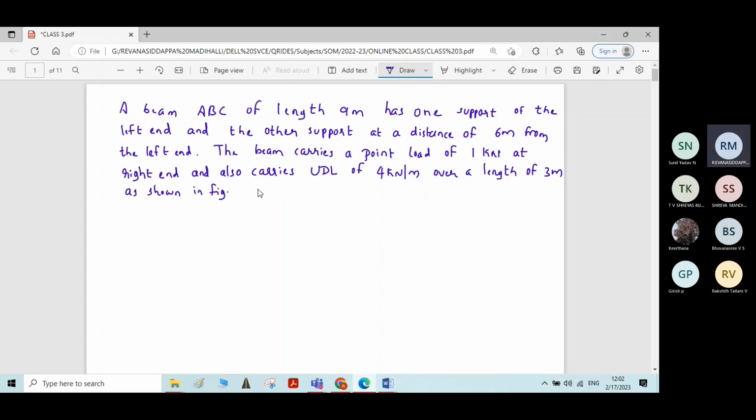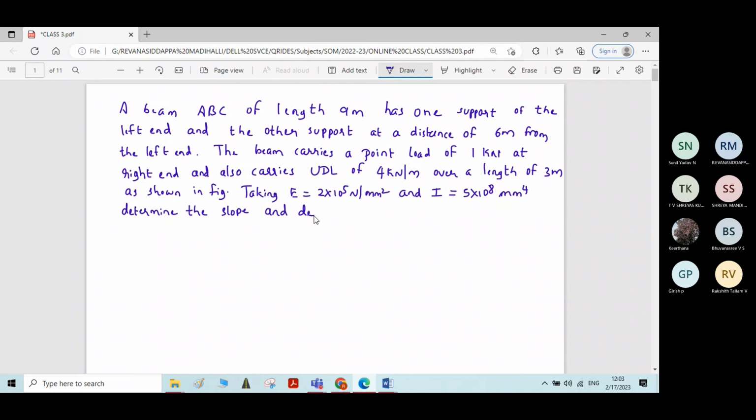Taking E is equal to 2 into 10 power 5 Newton per mm square and I is equal to 5 into 10 power 8 mm to the power of 4, determine the slope and deflection at point C.